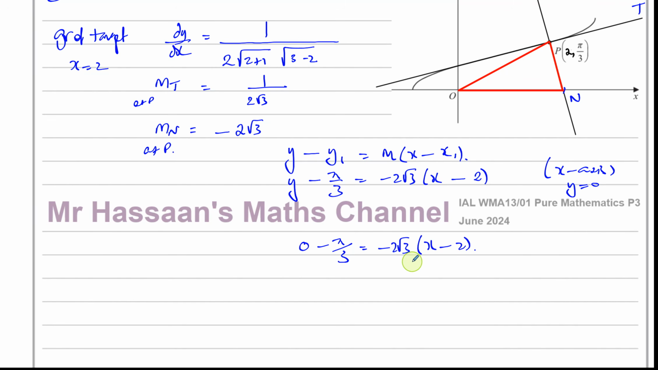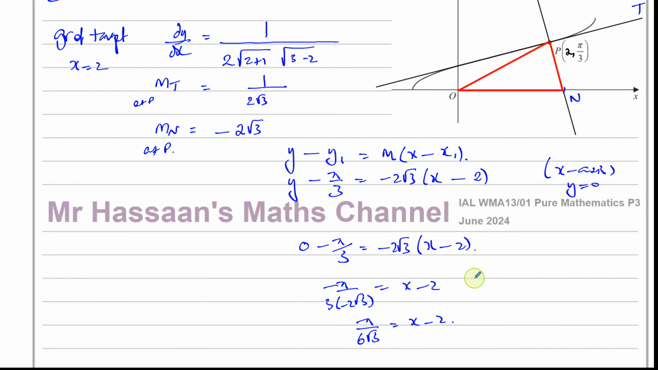Let's see how we can do this in an easy way. What I'll do is divide both sides by minus 2 root 3. So you're going to end up with minus pi over 3 times minus 2 root 3, and that's going to be equal to x minus 2. So the minuses will cancel out. That's going to give you pi over 6 root 3 equals x minus 2.